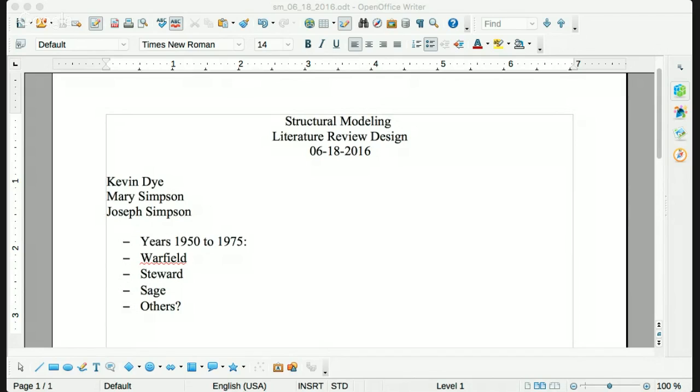And we're going to look at work that was done by John N. Warfield, Donald V. Stewart, and Andrew P. Sage. There may be others, and we'll explore that as we go forward to see if there should be others on this list. There are some very interesting aspects of the modeling approach and the mathematics and the concepts that were being used from 1950 to 1975 that strongly impact the structural modeling practice, concepts, and application.